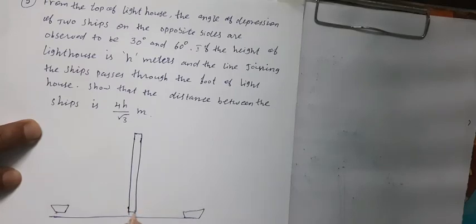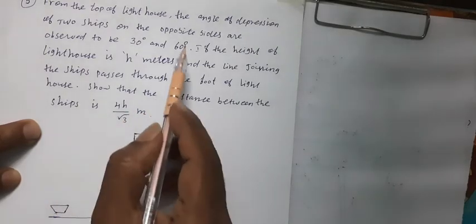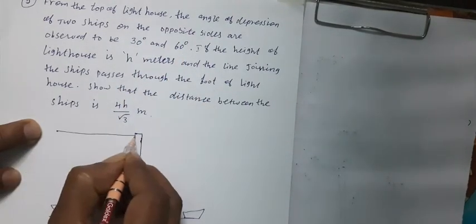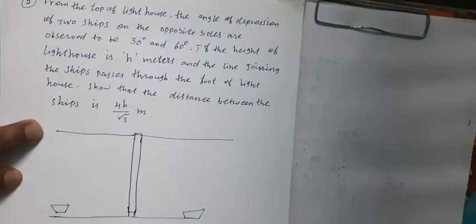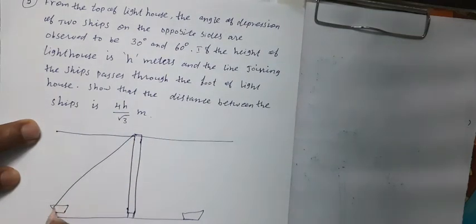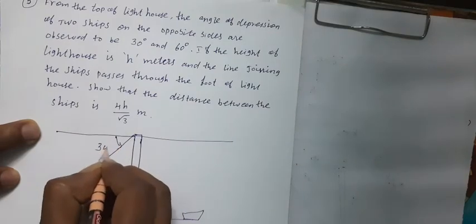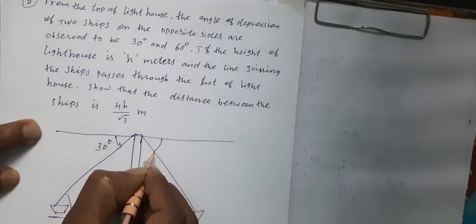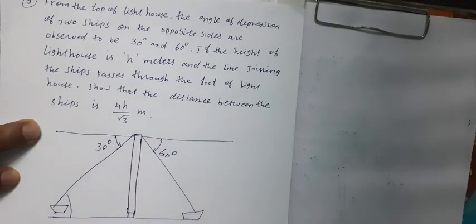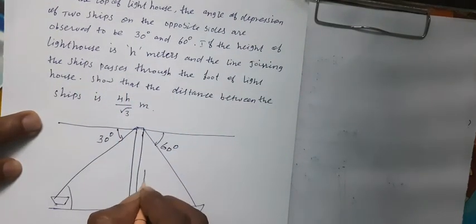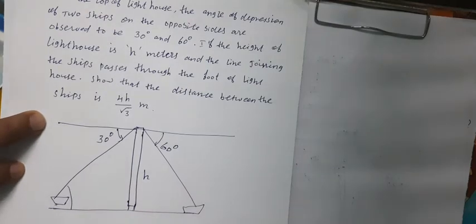Seeing the ship now, the angles of depression they have given are 30 degrees and 60 degrees. This is the eye level. The angle of depression of the first ship is 30 degrees and the angle of depression of the second ship is 60 degrees. And next, they have given the height of the lighthouse as h.